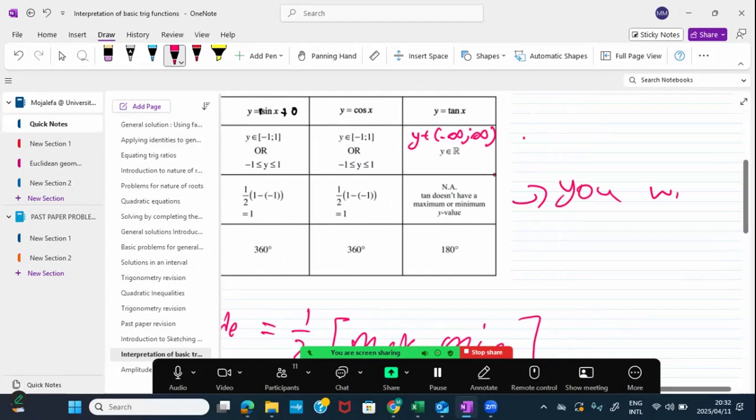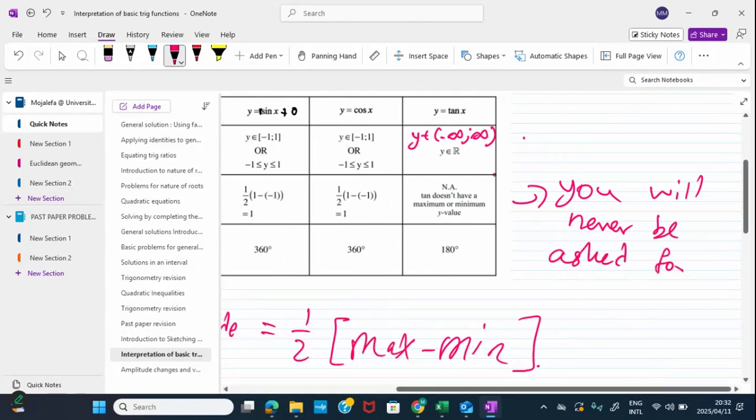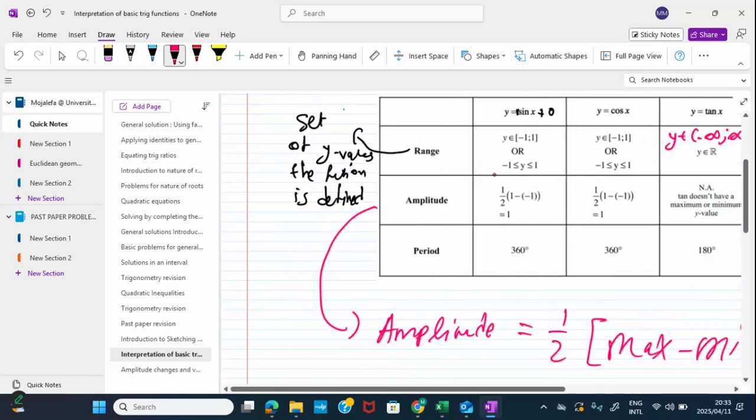So you will never be asked for the amplitude of the tangent function. You will never be asked that.